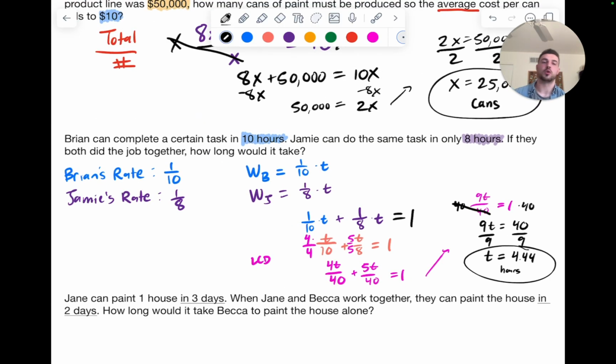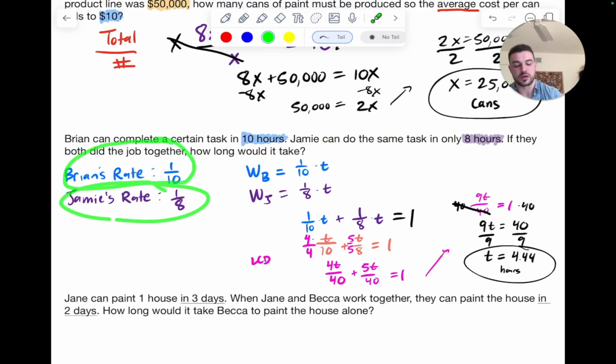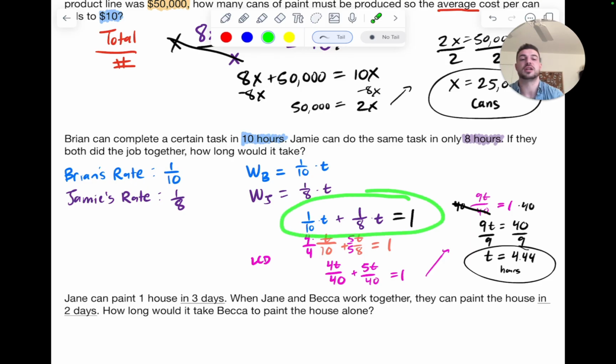All right, so that is a pretty typical work problem. We are going to look at one more because these can be a little bit different, but for the most part, it's going to be set up just like that. We find the one person's work, and then we find the other person's work, and we remember that they're working together, so we should add the work together to get one completed job.